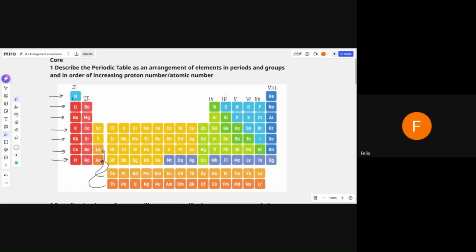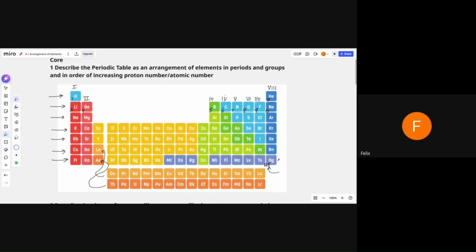Now, describe the periodic table as an arrangement of elements in periods and groups and in order of increasing proton number. Proton number is the same thing as the atomic number. So helium has 2 protons. Then you come back here: lithium, then beryllium 4. Boron has 5 protons, or the atomic number is 5. Carbon is 6, nitrogen 7, oxygen is 8. Fluorine is 9, and neon is 10. And this element, oganesson, has the atomic number of 118. Right? So I hope this is clear.